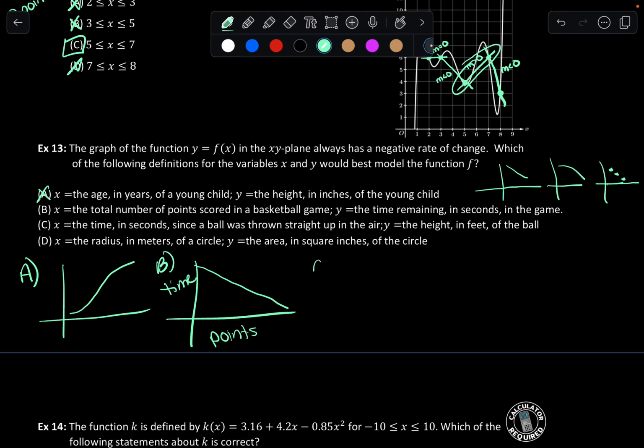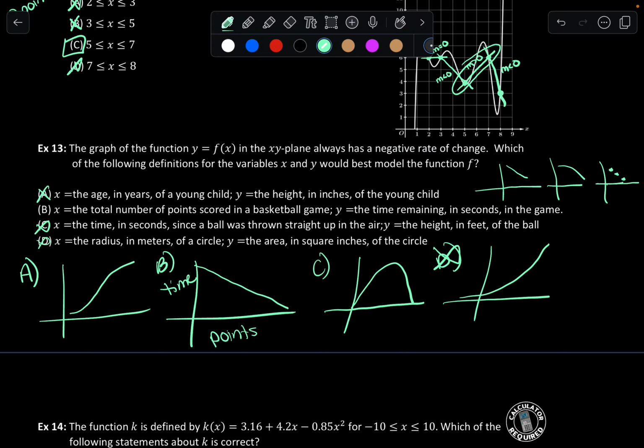Choice C says the time in seconds since a ball was thrown straight up in the air and the height in feet. You know this from Algebra 2. This is projectile motion. That is not strictly decreasing, so it can't be C. And then part D is the radius in meters of a circle, and y equals the area in square inches of the circle. So this is going to be increasing. This would actually be an exponential. As the radius grows, the area is growing more and more. So this is not decreasing. Therefore, the answer is B.